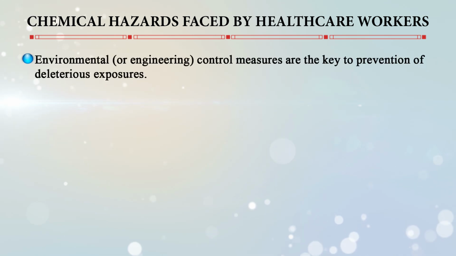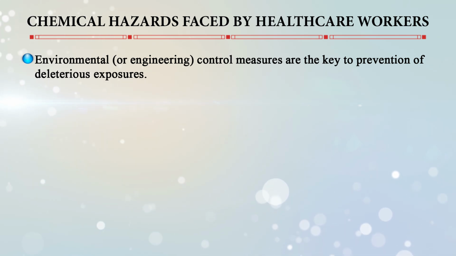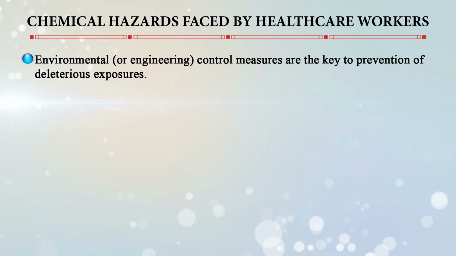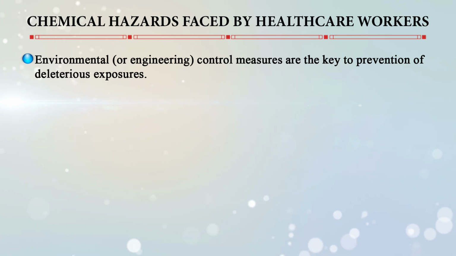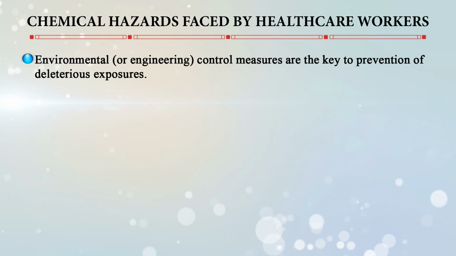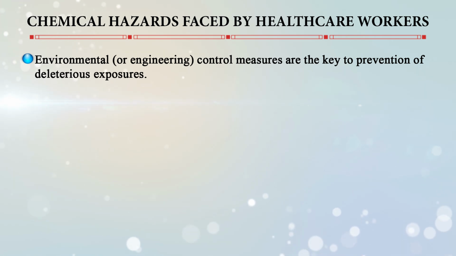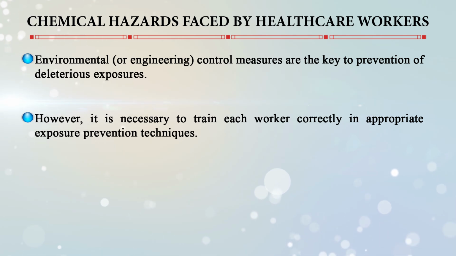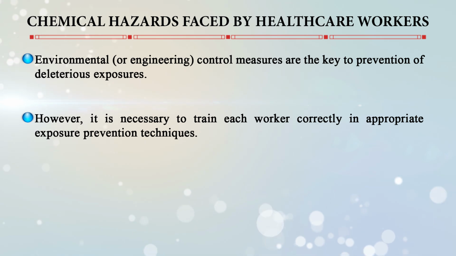Another important aspect is the environmental, or otherwise engineering, control measures. They are the key criteria for prevention of deleterious exposure to certain chemicals from the equipment. However, it is necessary to train each worker correctly in appropriate exposure prevention techniques.